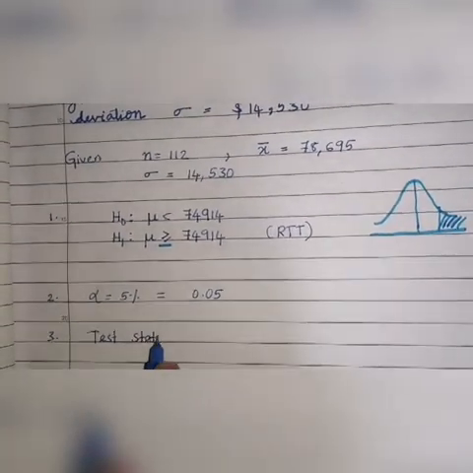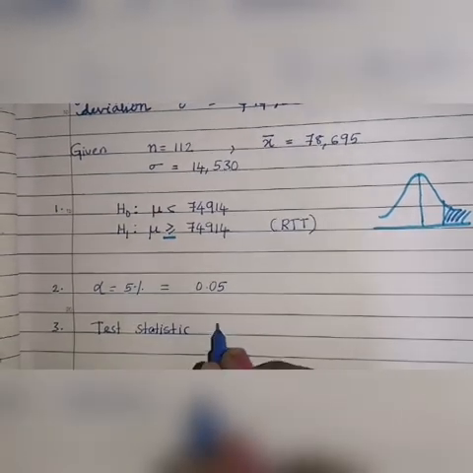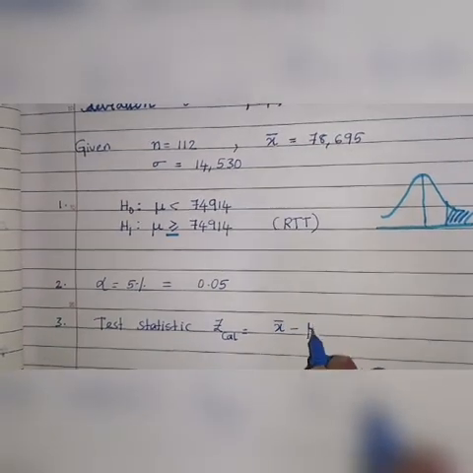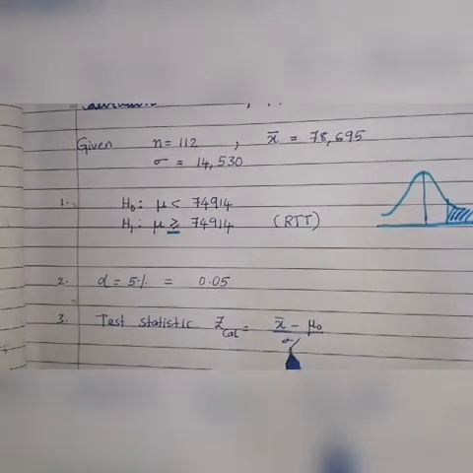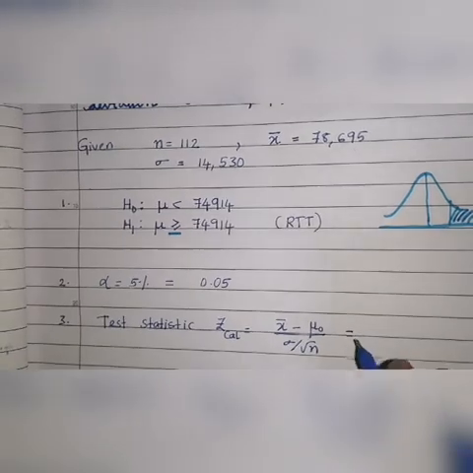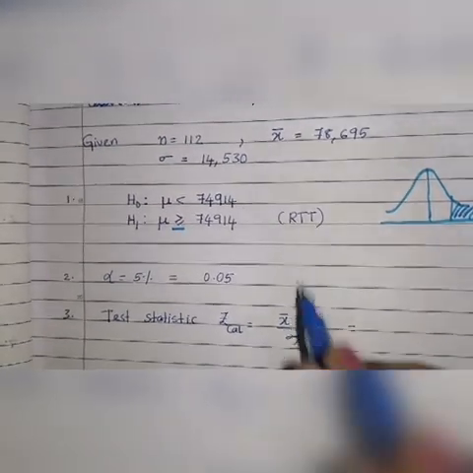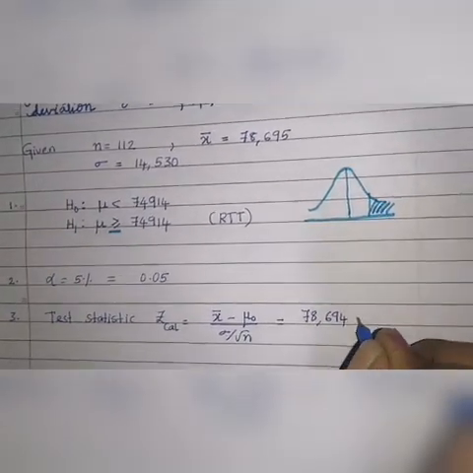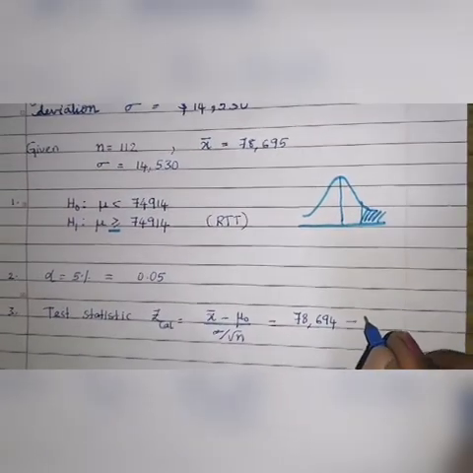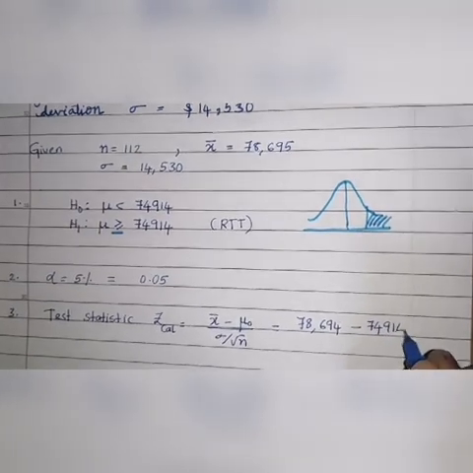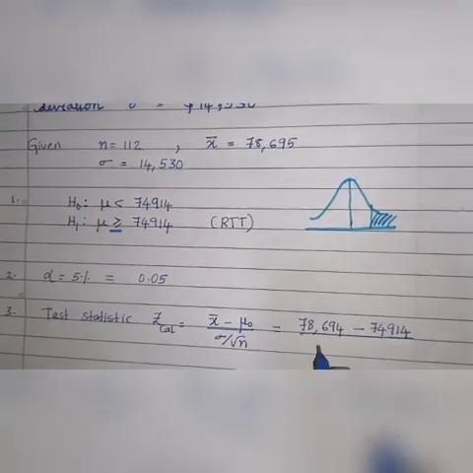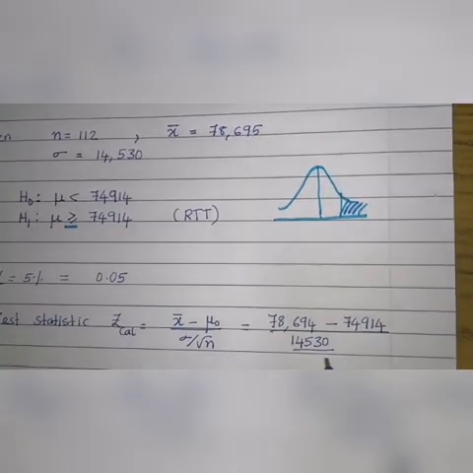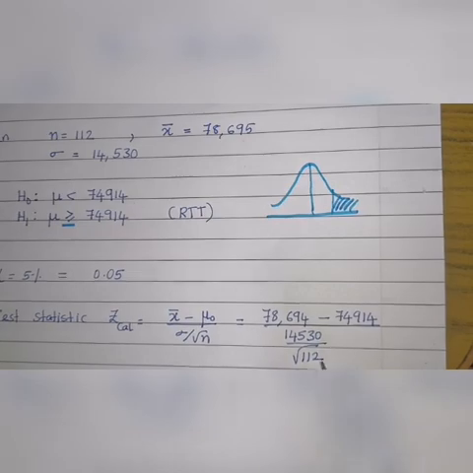Test statistic. z calculated is equal to x bar minus mu naught by sigma by root n, which is equal to, what is the sample average, is 78,694, minus what is the population average, 74,914, by the standard deviation, which is 14,530, by square root of 112.